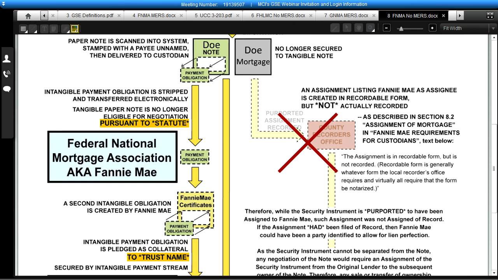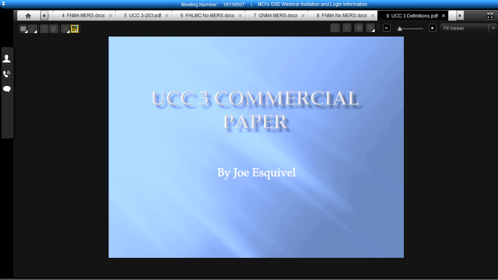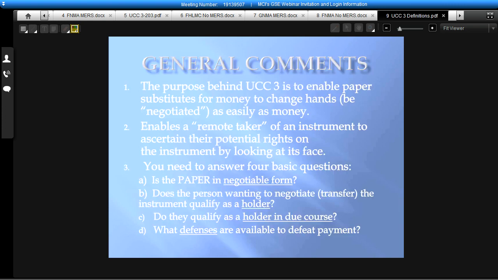Okay, so let's go over a little bit more verbiage. Okay, this is under Uniform Commercial Code, Article 3. The purpose behind UCC Article 3 is, one, to enable paper substitutes for money to change hands, be negotiated as easily as money. Two, enables a remote taker of an instrument to ascertain their potential rights on the instrument by looking at its face.